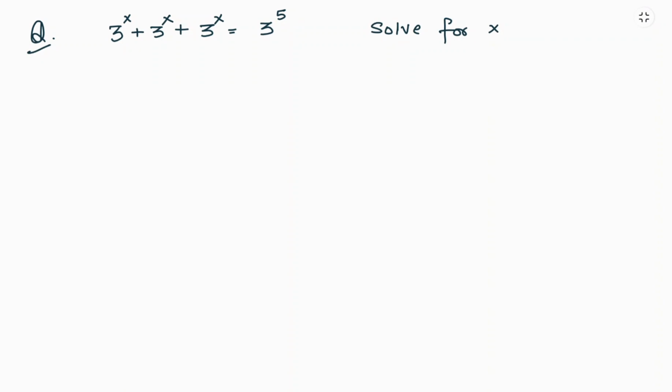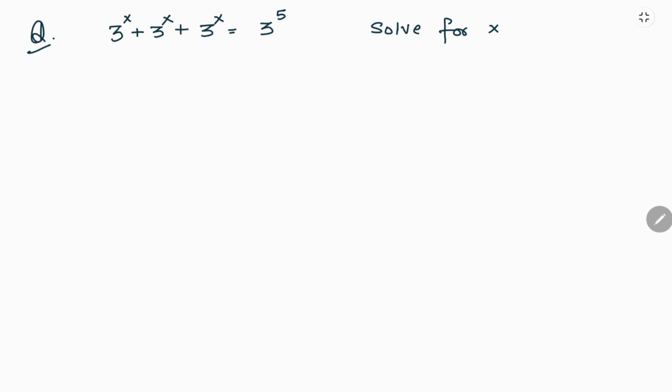I'm Upasana. So in this video we have a question where we are given that 3 raised to power x plus 3 raised to power x plus 3 raised to power x is equal to 3 raised to power 5. That means they are saying that we need to add all these three terms and these all are equal to 3 raised to power 5, right?